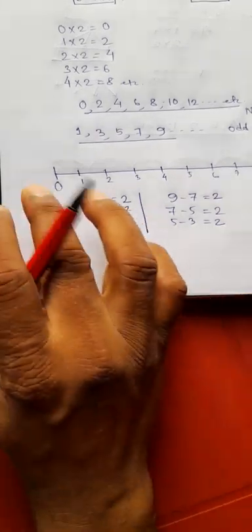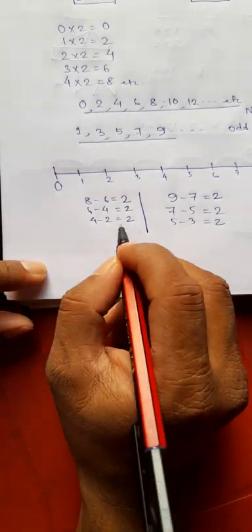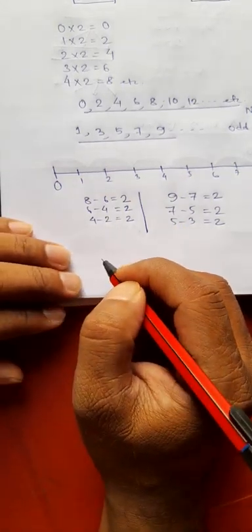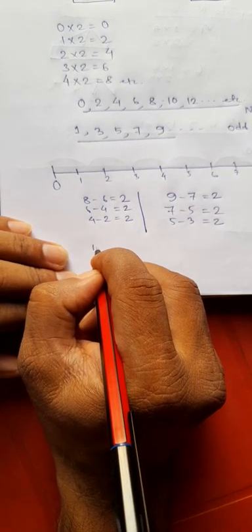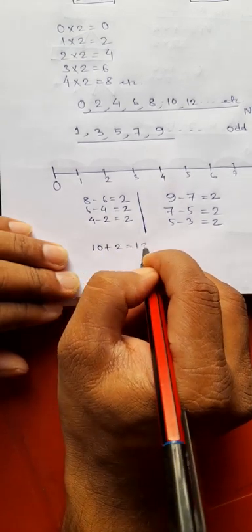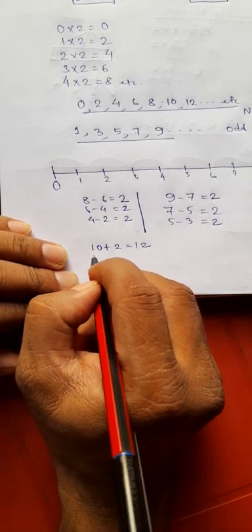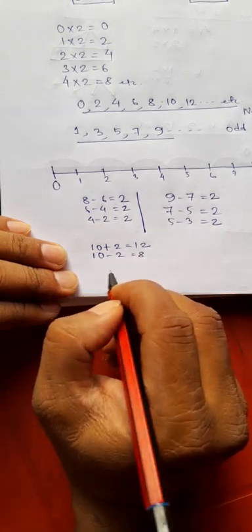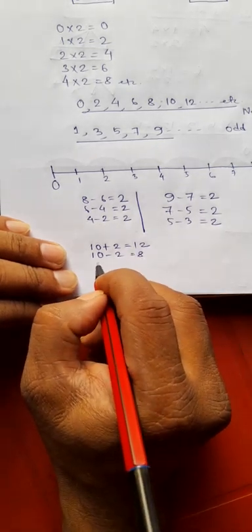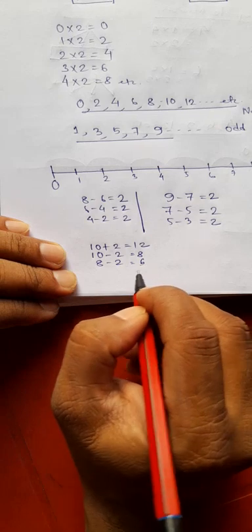Now think about the pattern of whole numbers and the pattern of even numbers. We find that even numbers are equally spaced. That means if you want to find the successor of an even number, say for example the successor of 10 which is even, you find 10 plus 2 equal to 12. That means the even number after 10 is 12. Then what is the even number before 10? 10 minus 2 equal to 8. Then what is the even number before 8? 8 minus 2 equal to 6. 6 is the even number before 8.